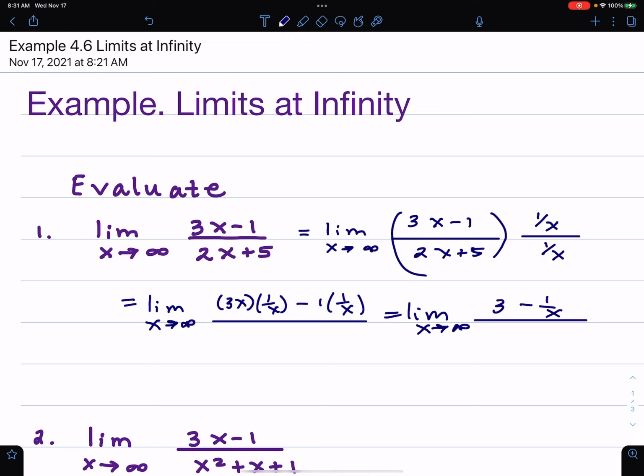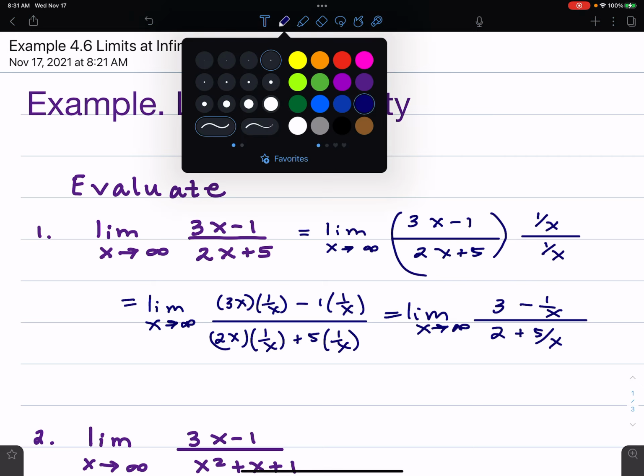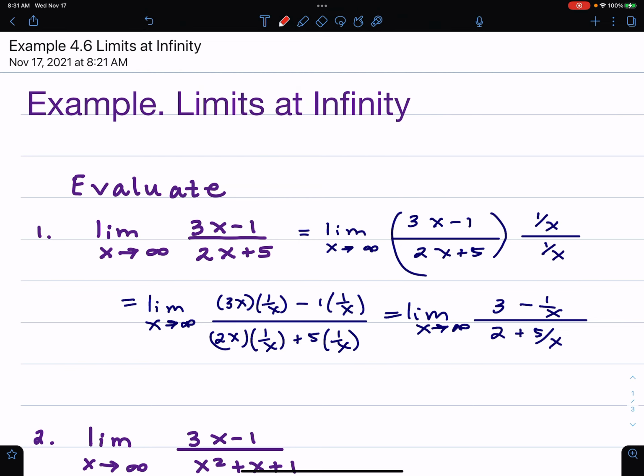So you might just ignore this step and you go right to this, but I'll just show that just to make it clear. What's going on is that I'm using the distributive property, multiplying each of these, but I think a bit of those you can do in your head, right? And then the upshot of this is that we look at these pieces here, 1 over x and 5 over x have a limit of 0.